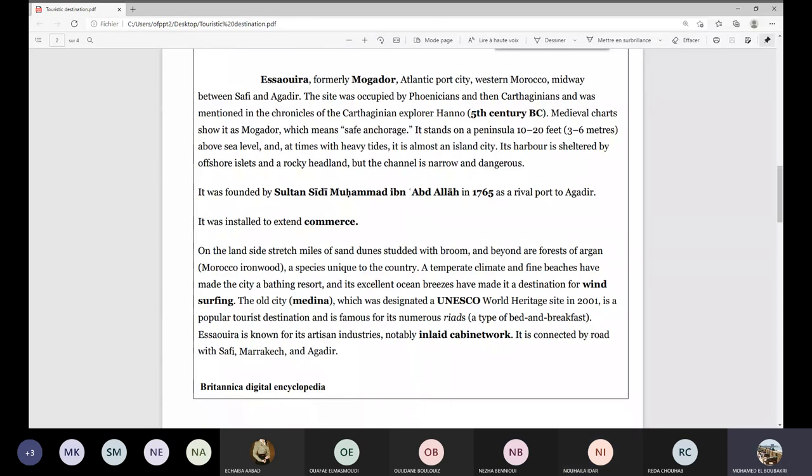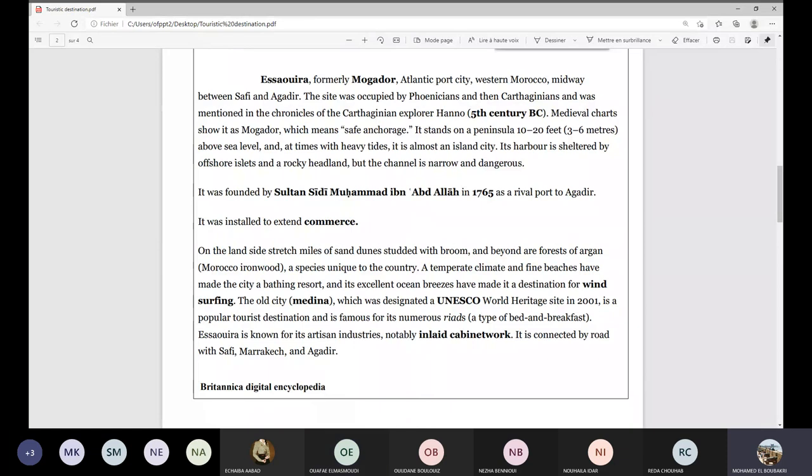Okay. Well, can you tell me the date of the foundation, starting from paragraph number one? One of you? Sir, could you repeat the question, please? What is the date of the city's foundation, according to the text? Yes, it's 1765. That's a good job. By Sultan Sidi Muhammad ibn Abdullah.